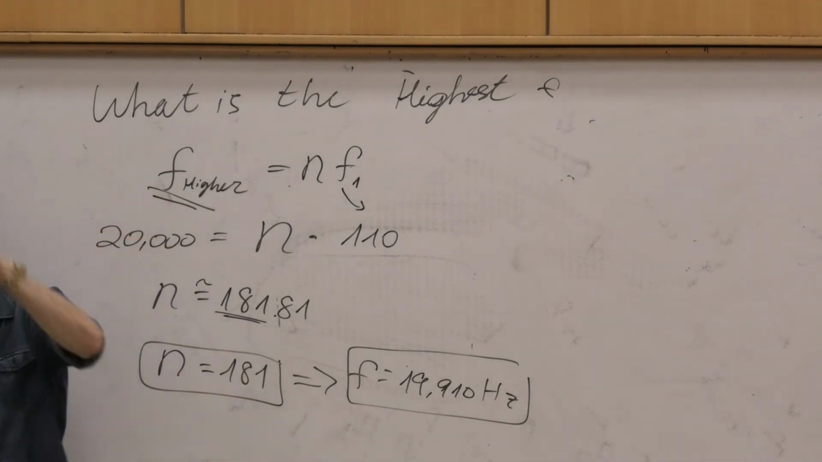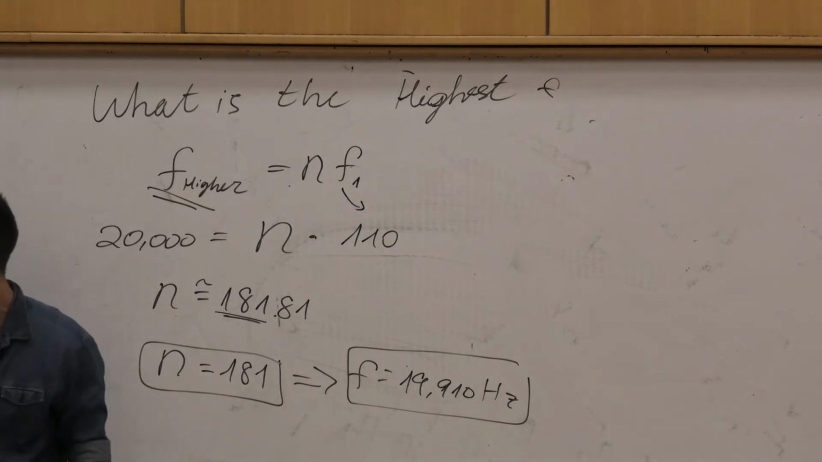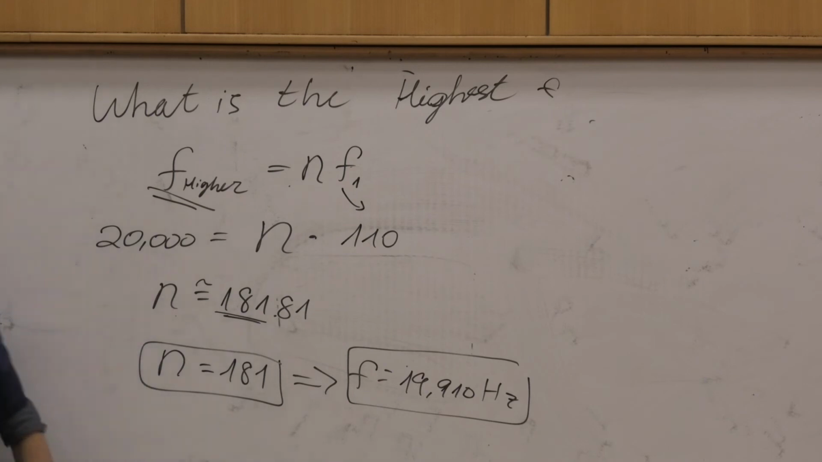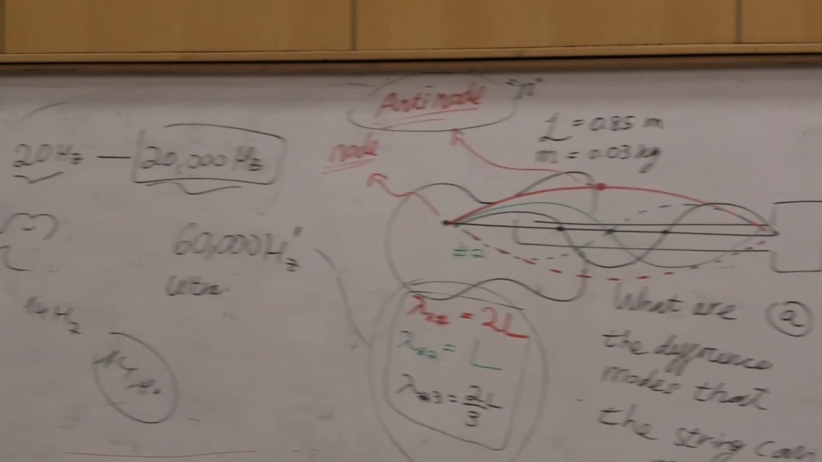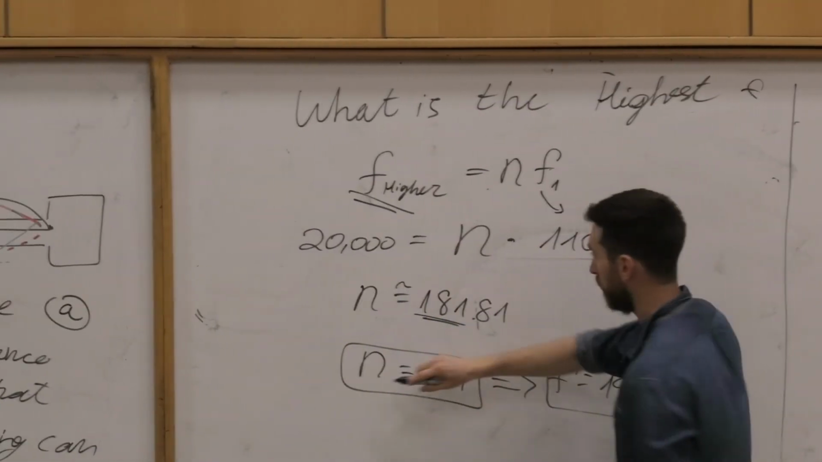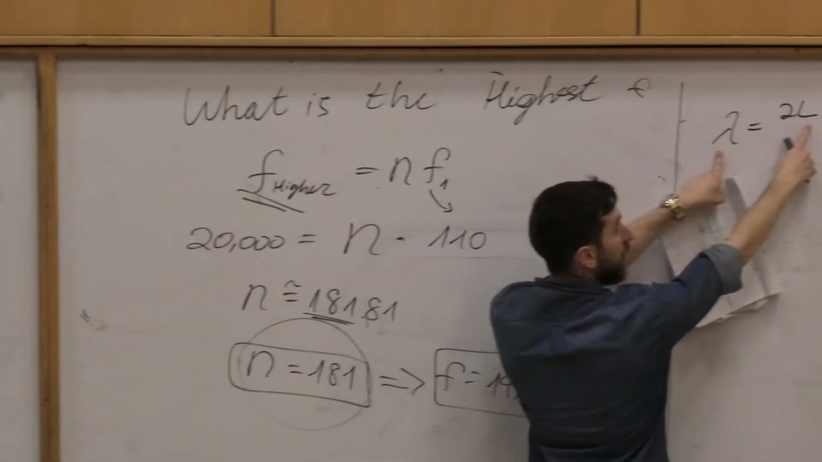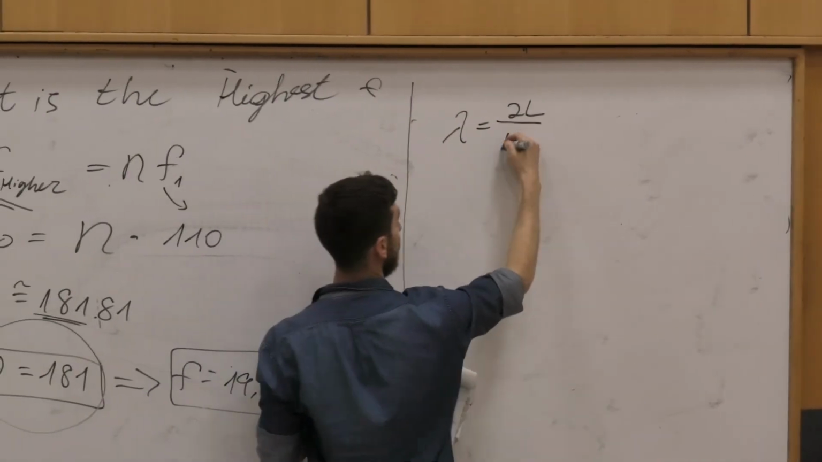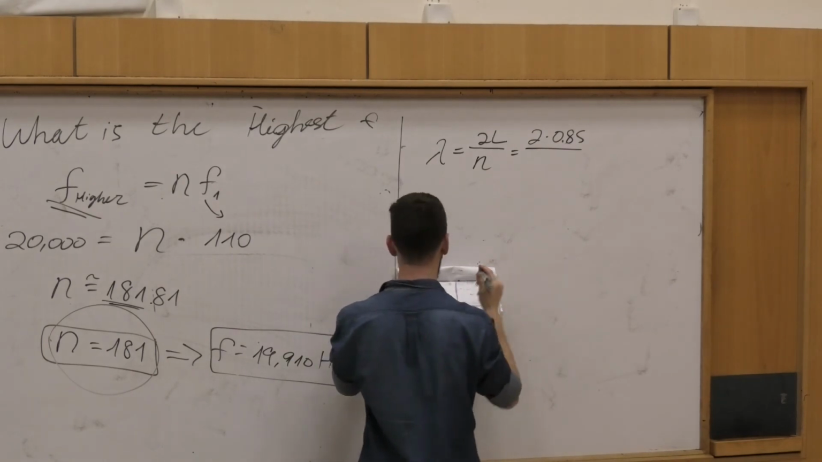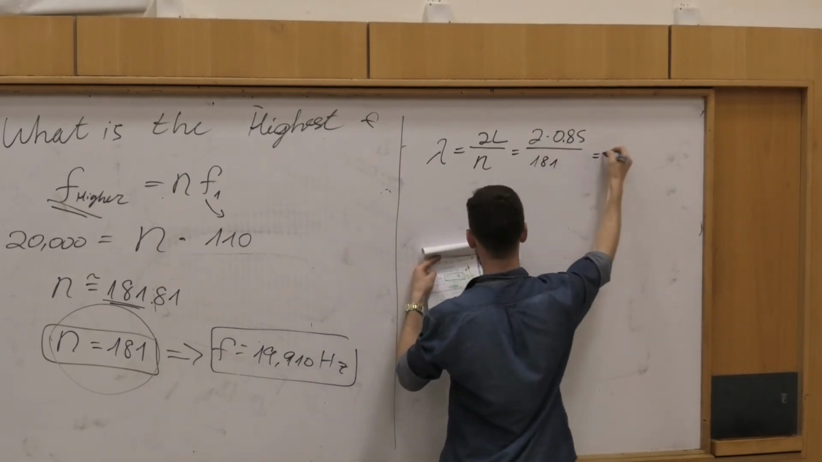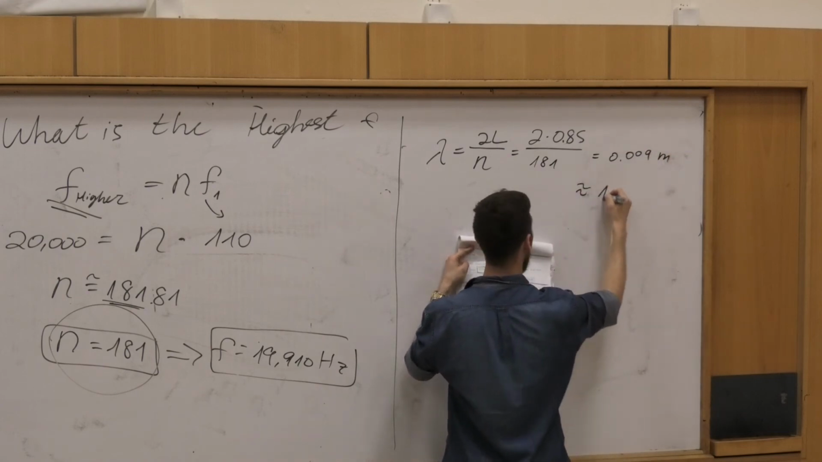How does the string need to oscillate so we can see it? It's another way to ask what is the wavelength that corresponds to it. So how can I find the wavelength? I know n, and I know the equation for wavelength. It's just 2L, with the same units, meters, divided by n. So 2 multiplied by 85, the length of the string, divided by 181, is equal to 0.009 meters, which is approximately 1 centimeter.